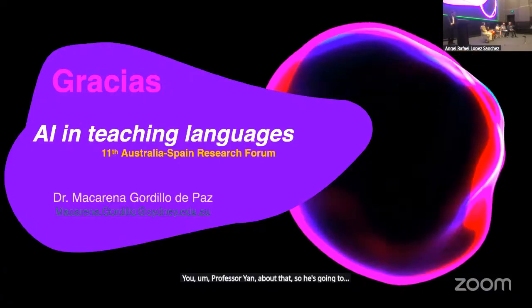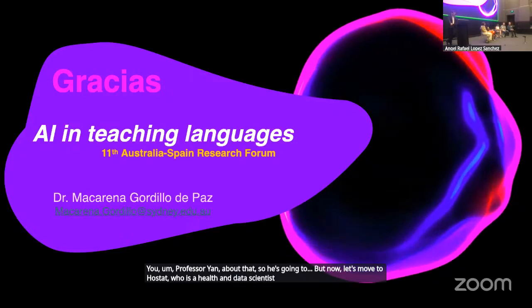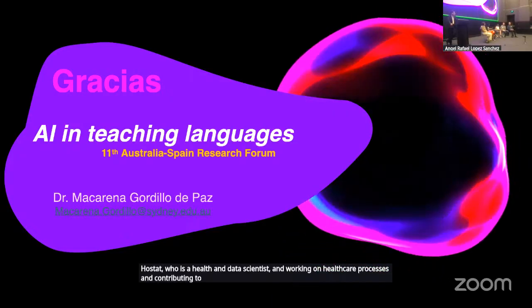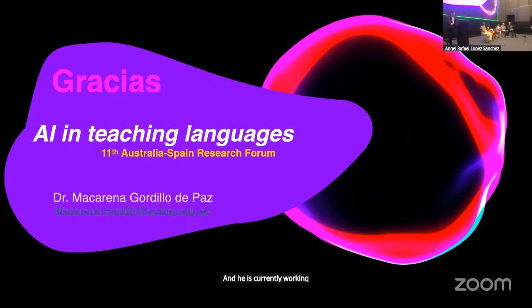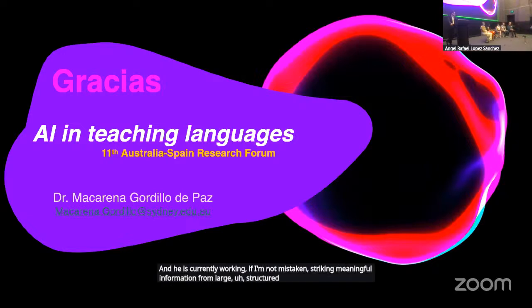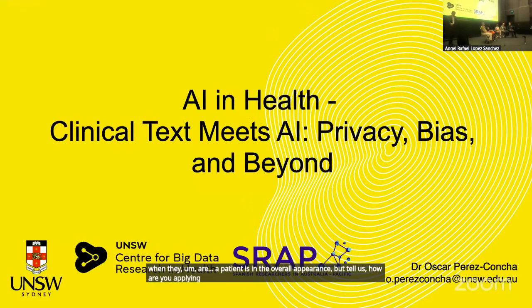But now let's move to Oscar Perez Concha, who is a health and data scientist working on healthcare processes and contributing to better patient outcomes. And he is currently working, if I'm not mistaken, on extracting meaningful information from large and unstructured data sets. The last time we talked, it was about the feeling that the nurses and the doctors have when a patient is given the go home clearance. But tell us, how are you applying AI in your research these days?